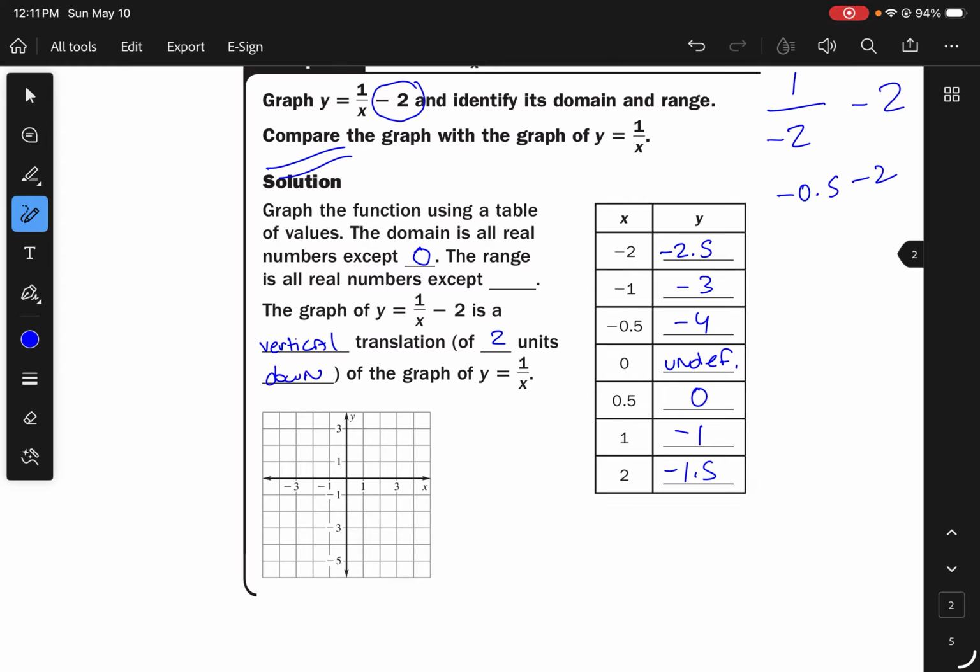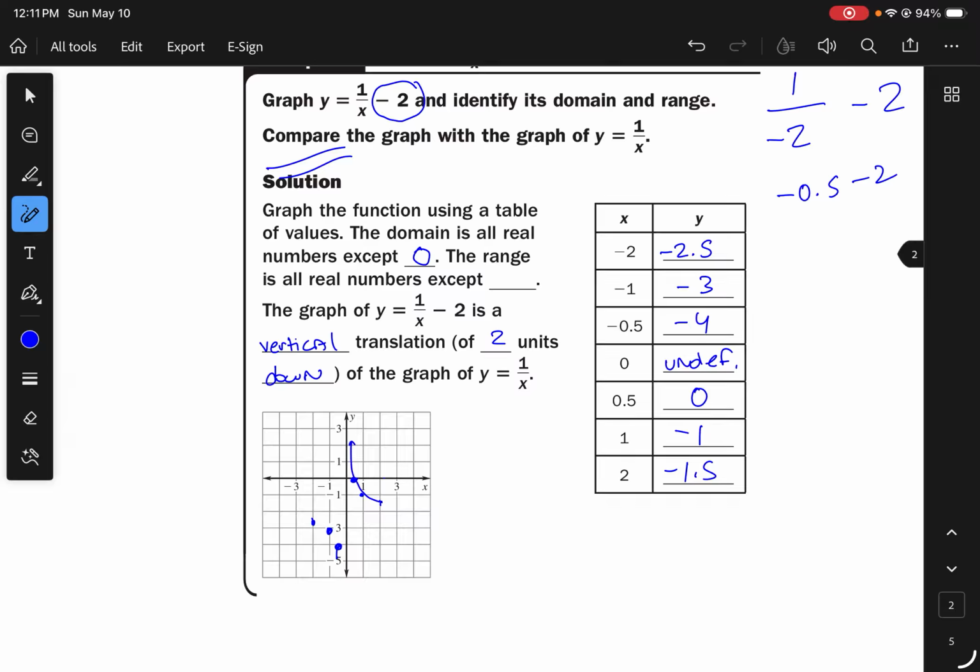So let's graph this. Let's see how our range looks here. At negative 2, I'm at negative 2.5. At negative 1, I'm at negative 3. At negative 0.5, I'm at negative 4. At 0, it doesn't touch. At 0.5, I'm at 0. At 1, I'm at negative 1. At 2, I'm at negative 1.5.